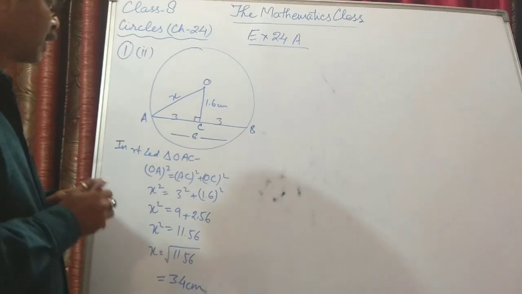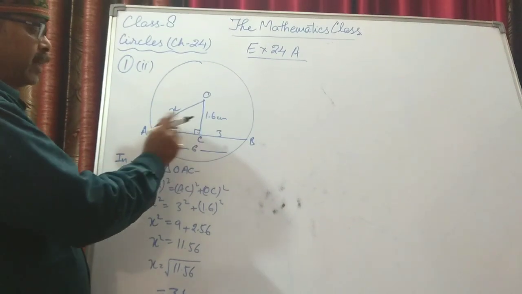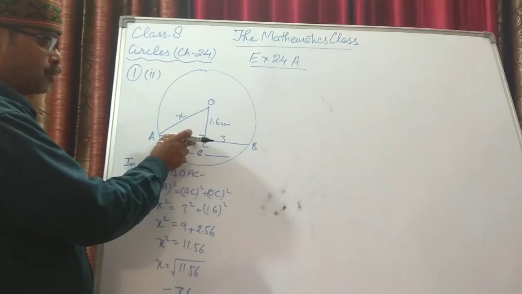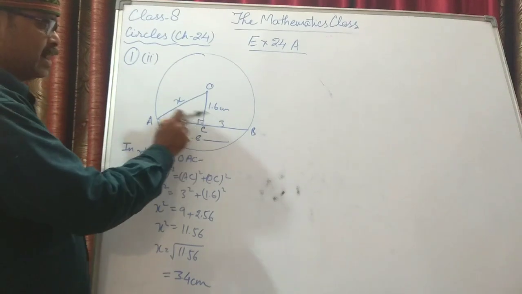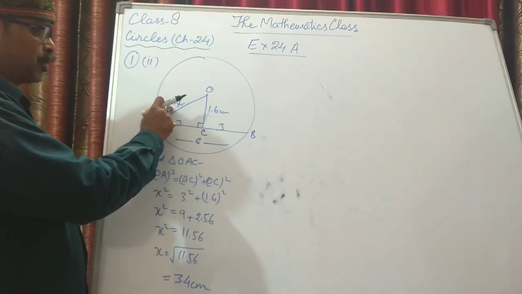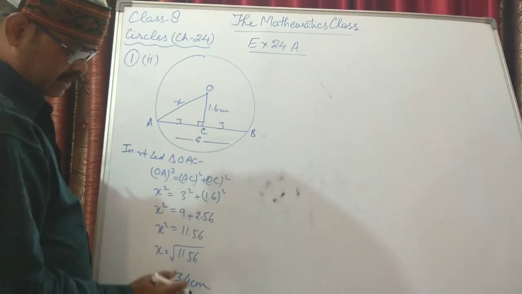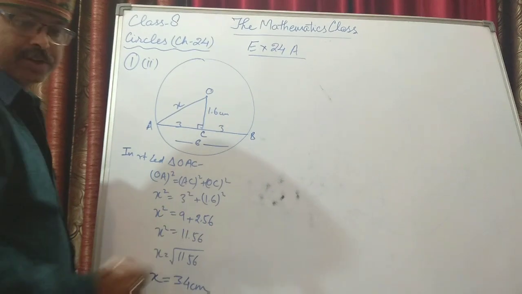What did we do in this? This is given perpendicular. If it is perpendicular, it means it is bisecting the chord. The total length of the chord was 6 centimeters, so 3 is AC and 3 is BC. Now we took OAC as a right angle triangle. This is the hypotenuse. So X square is equal to 3 square plus 1.6 square. That is what we calculated, and we got the value of X as 3.4 centimeters.